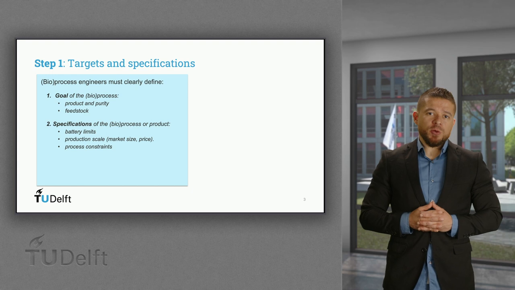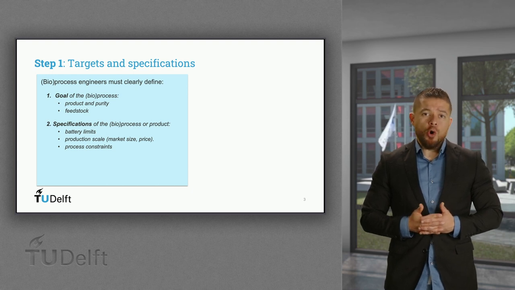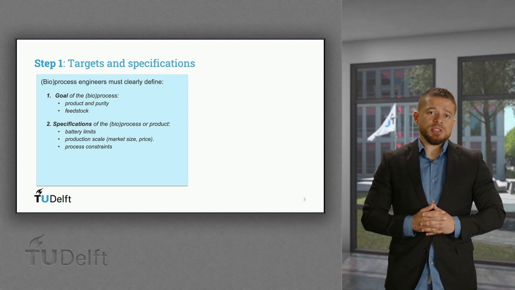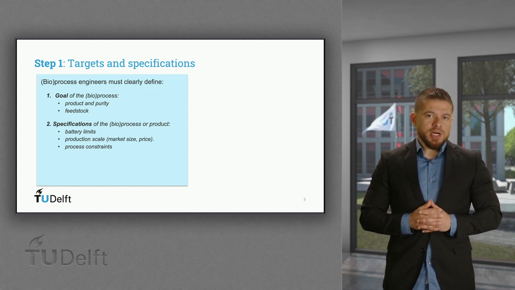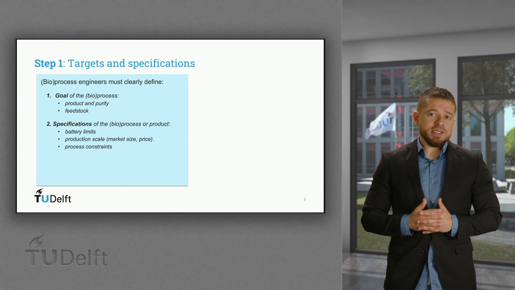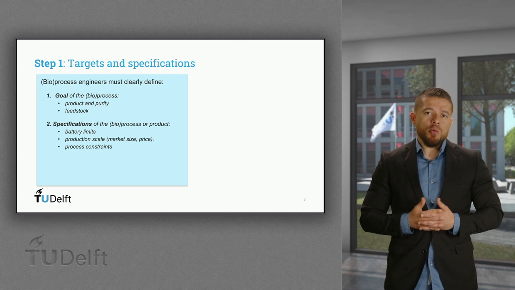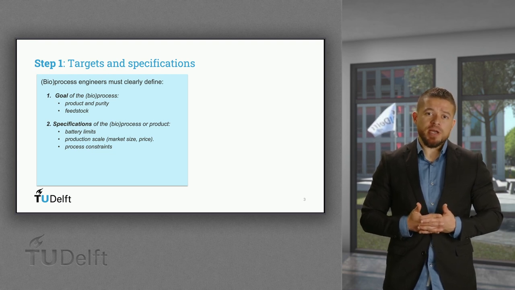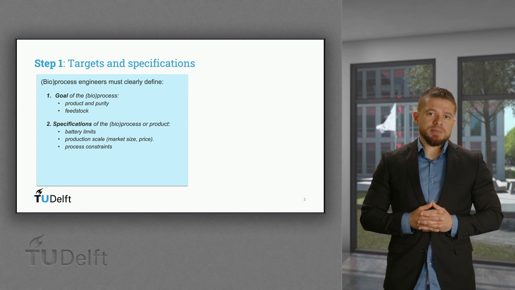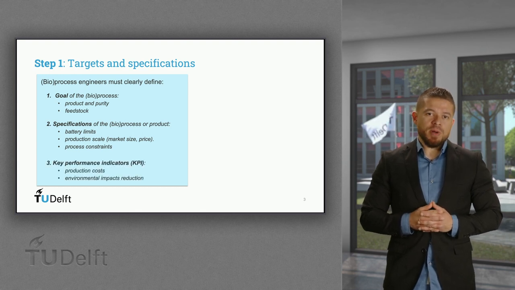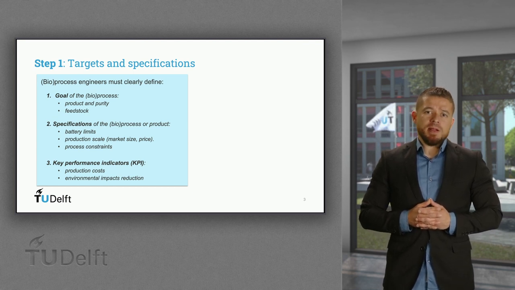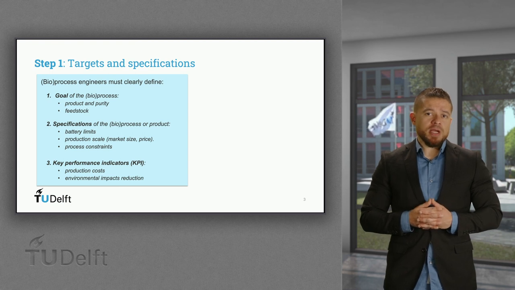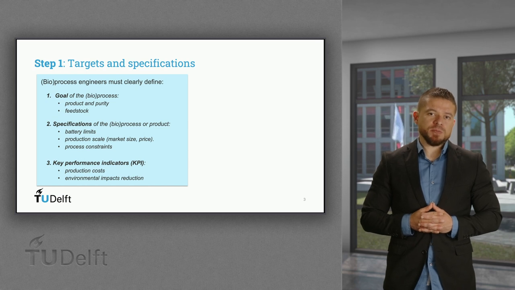Additional specifications may include purity of the products, scale of production, or availability of feedstocks, which depends on the local context. Constraints are also important. In some cases, there are no alternative choices, for example, when we're redesigning an existing plant or when we have to use a specific strain with a given stoichiometry. And last, we have to define the key performance indicators used for decision making and for comparative analysis. Typical KPIs refer to economic and environmental indicators like total production cost, payback period, or greenhouse gas emissions.